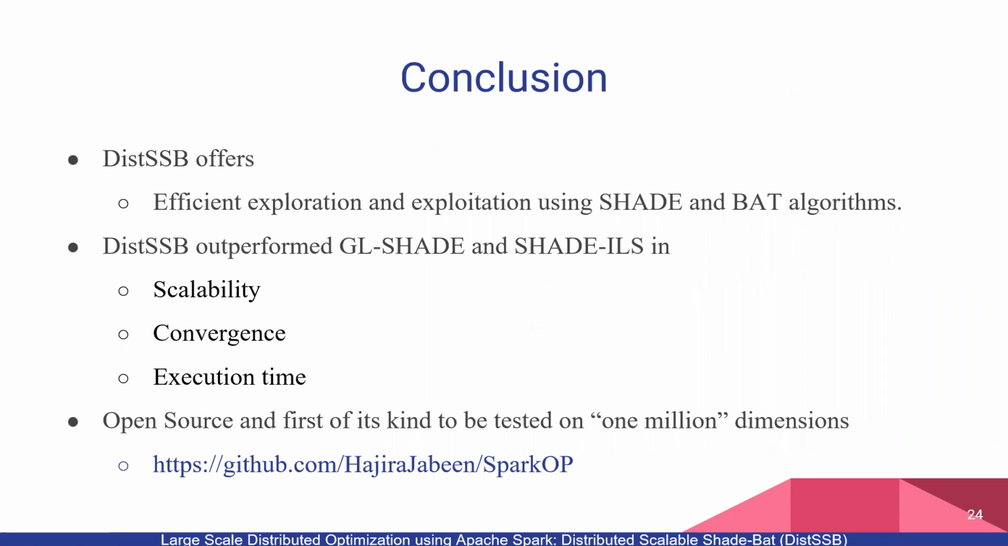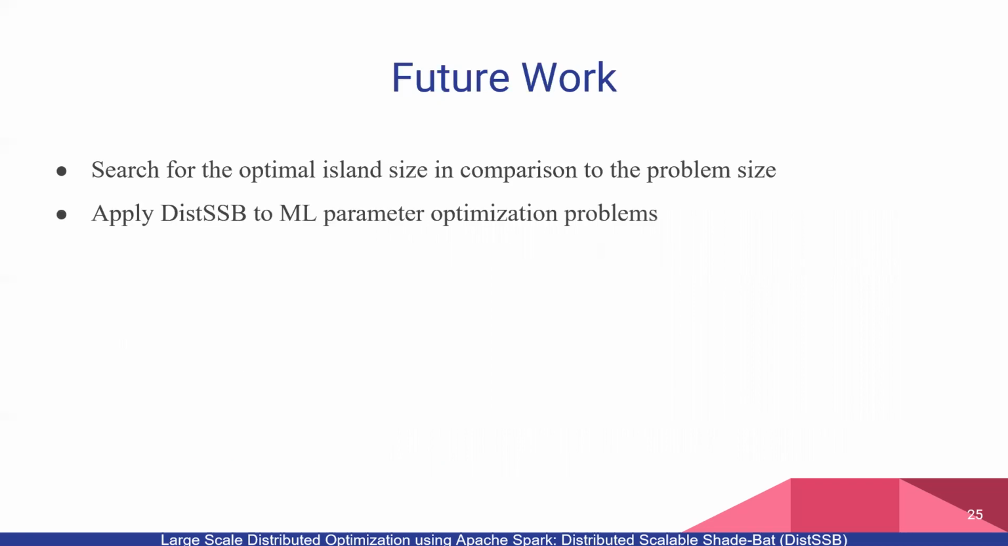Finally, we conclude that distributed SSB outperforms GL SHADE and SHADE ILS in scalability, convergence, and execution time. Also, distributed SSB is the first of its kind that has been tested on 1 million dimensions, and it's also freely available on GitHub. In future, we have plans to apply distributed SSB to machine learning parameter optimization problems. Also, we will try to correlate problem size with the number of islands.